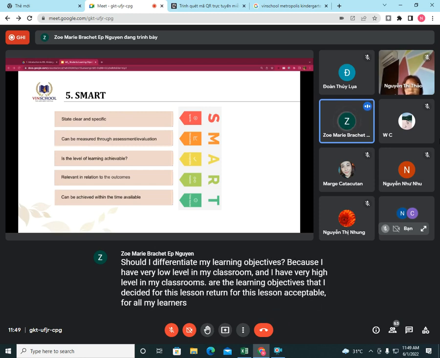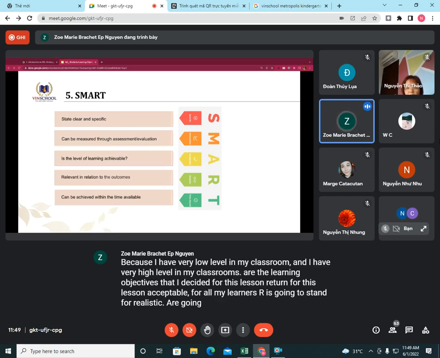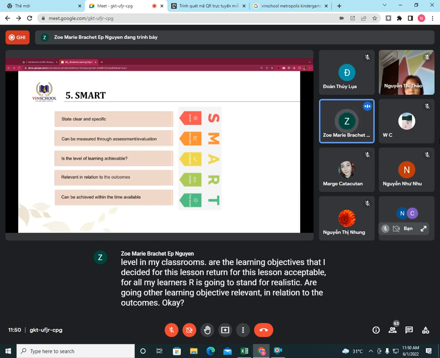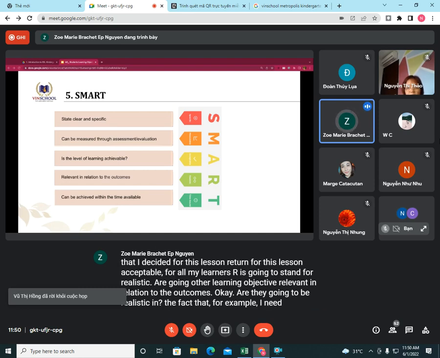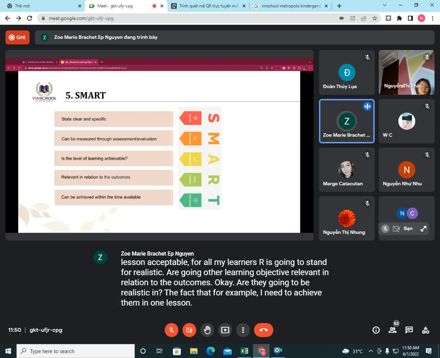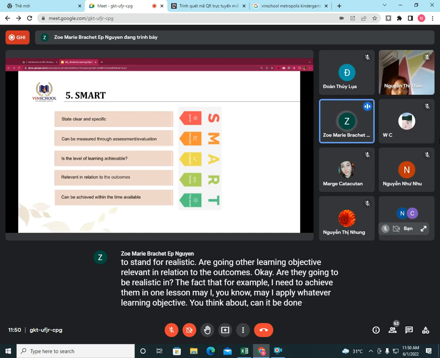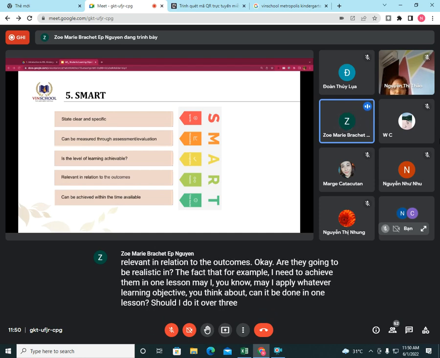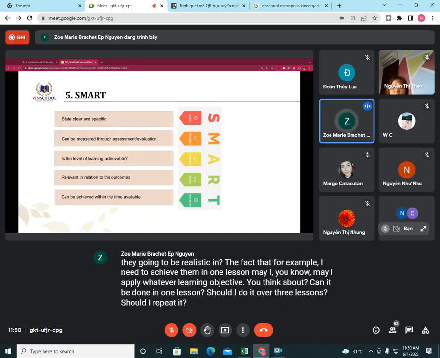R is going to stand for realistic. Are the learning objectives relevant in relation to the outcomes? Are they going to be realistic in the fact that, for example, I need to achieve them in one lesson? Can it be done in one lesson? Should I do it over 3 lessons? Should I repeat it? Do I need to repeat it for certain learners, but not all learners?